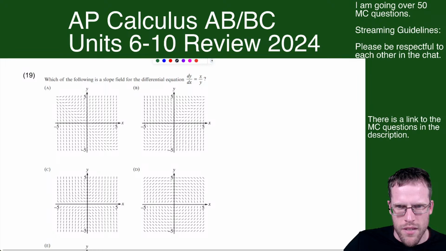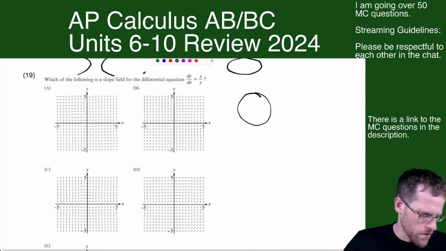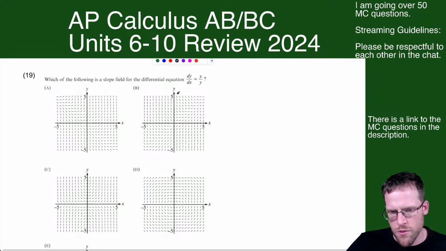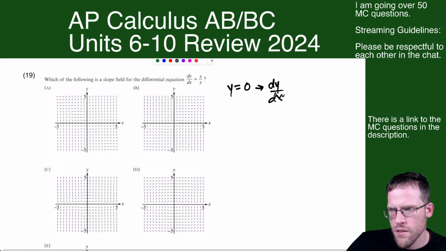So hyperbolic is kind of like this. Ellipse is this, and then circles. There are a few different ones, but pre-calc is the way to go. You could also play the process of elimination game. So what I'm seeing here is, if y equals 0, dy/dx is undefined. And now I'm going to draw somebody that might traumatize some of you, slope guy.